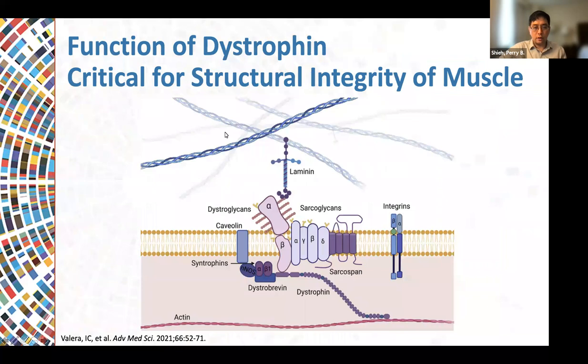So this is a cartoon that shows dystrophin. The dystrophin protein is here in purple, okay? And what you can see here is this is the muscle cell, the inside of the muscle fiber, and the outside of the muscle fiber is up here.